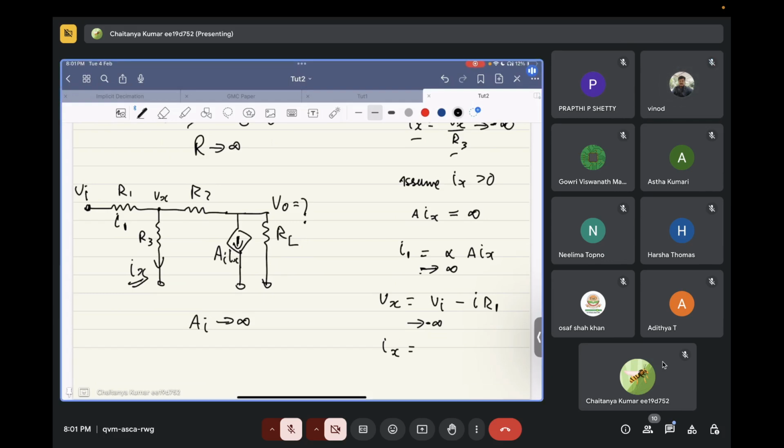And if Vx is tending to minus infinity, what will the Ix tend to? Minus infinity, right? Our assumption is contradicted. So this circuit is also in negative feedback, and V naught will be equal to minus R2 by R1 times Vi. Is this clear? So basically, what did we learn? That any kind of controlled source, if it has infinite gain and is connected in negative feedback, can be used as an op amp.